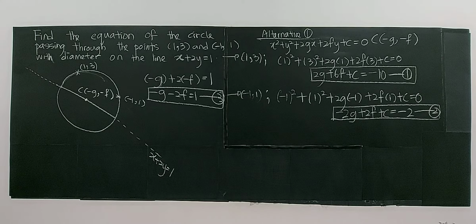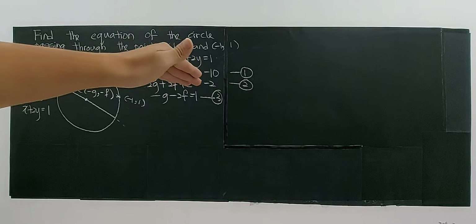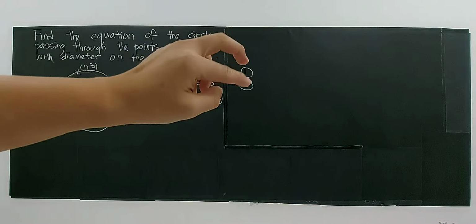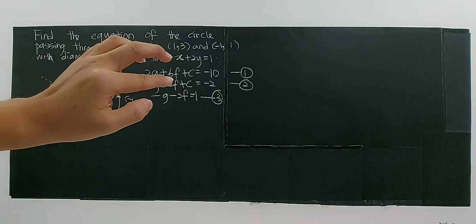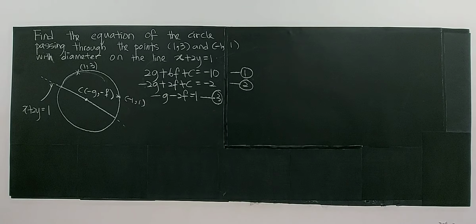Alright, let's see how to find the values of G, F, and C. We have 3 equations, right? The first 2 equations contain G, F, and C, but this one has only G and F. So for this case we want to use the elimination method. We're going to use 1 and 2 to eliminate C, as C has the same coefficient, and then use the resulting equation with this one to find the values of G and F.